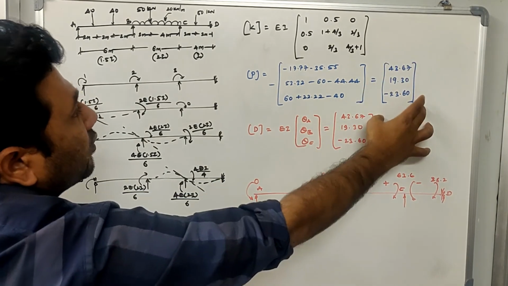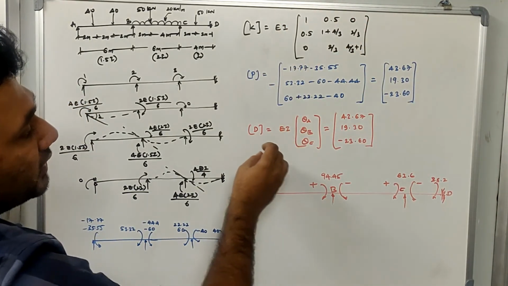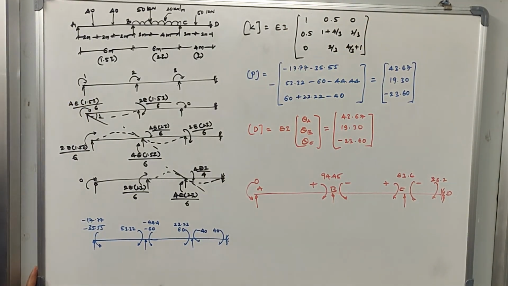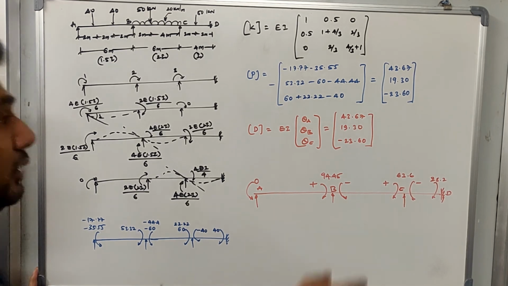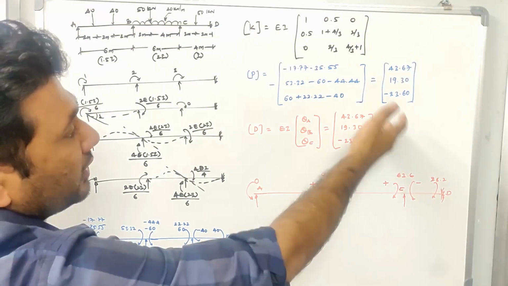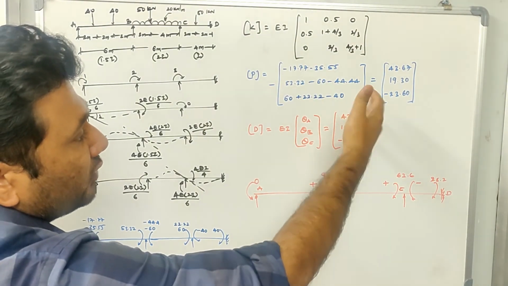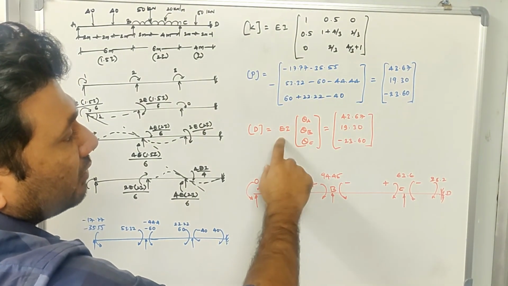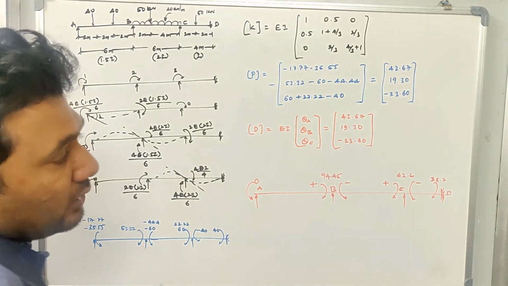So once I calculate the force matrix and I calculate the stiffness matrix, next step is to calculate the displacement matrix. Displacement matrix equals inverse of stiffness matrix multiplied by the force matrix. So you can calculate this in your calculator and determine what will be the displacement. So this is the value of displacements. So EI theta A, EI theta B and EI theta C are these values.